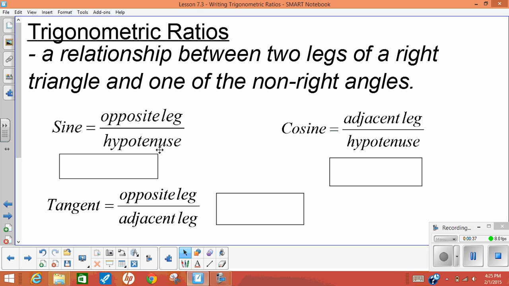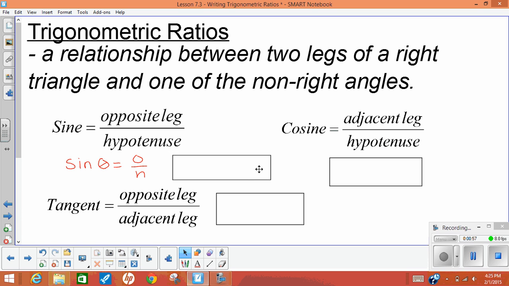And in a right triangle, we're going to have a leg opposite the angle we're talking about, a leg that's adjacent to the angle we're talking about, and we're always going to have a hypotenuse, which is across from the right angle. So the sine is a ratio of the opposite leg's length to the hypotenuse. And sine is abbreviated sin. Some people say sin, but we pronounce this sine.